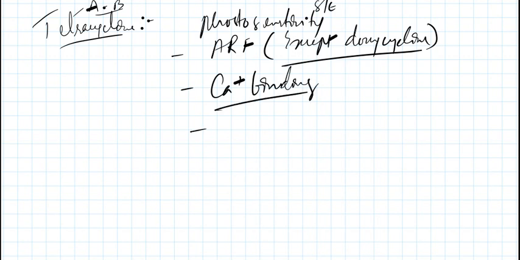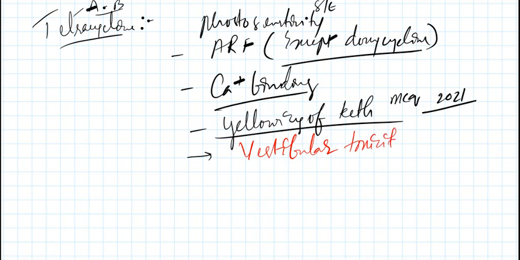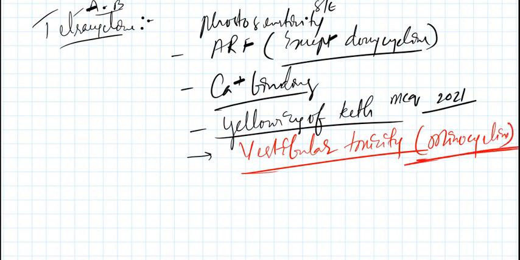They also cause esophagitis, inflammation of the esophagus, and they also cause yellowing of teeth, that is discoloration of the teeth. This is an MCQ previously asked in 2021, I think, NEET PG, right? And one more important side effect is vestibular toxicity. Just give it a triple star mark. Vestibular toxicity, mostly minocycline. This has the high vestibular toxicity.